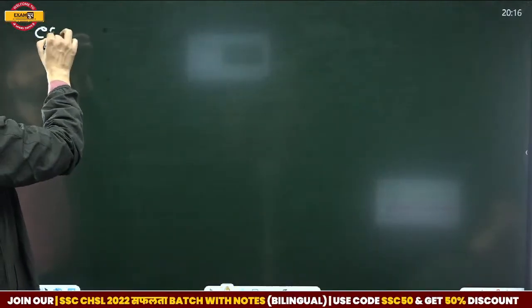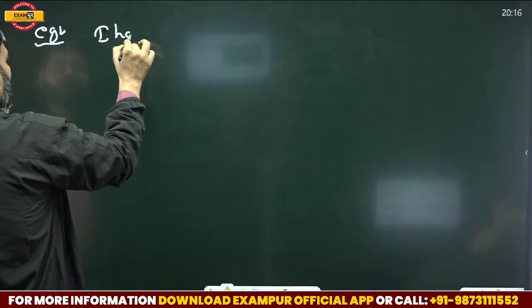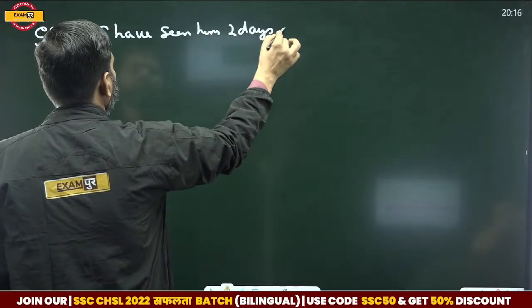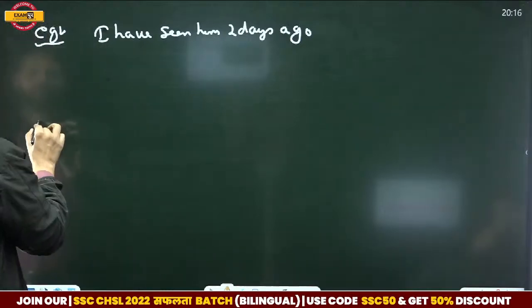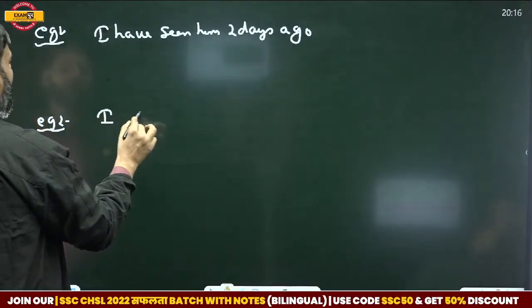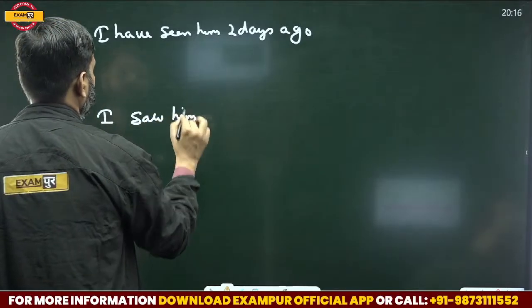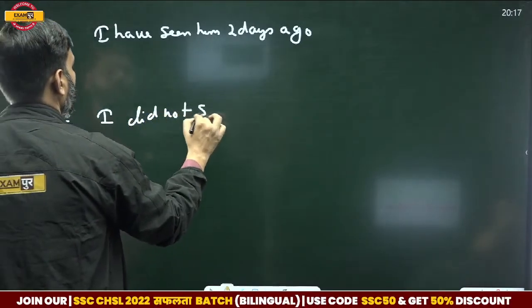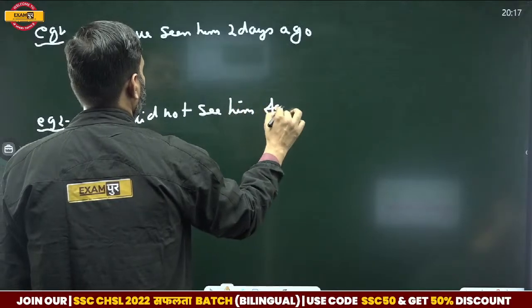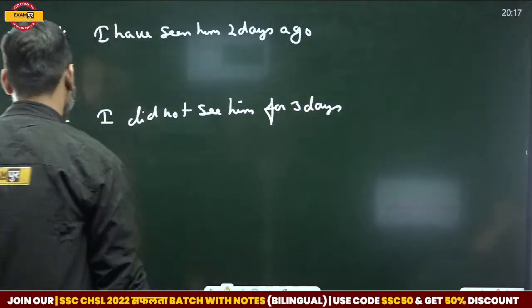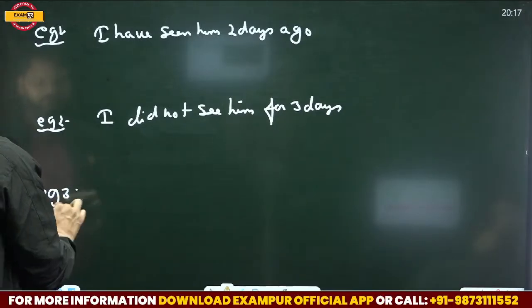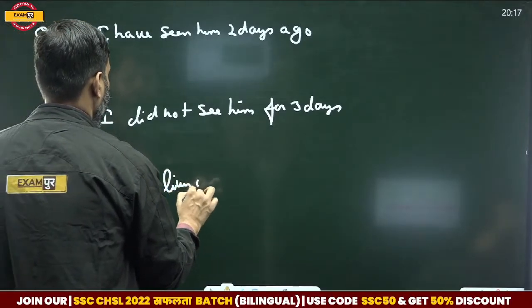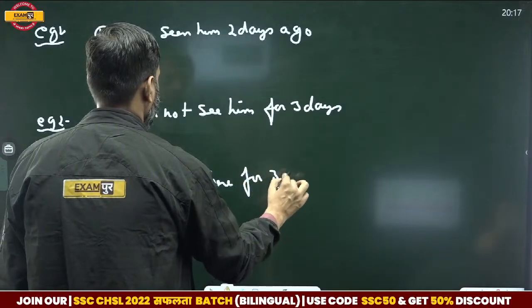Example number 1: I have seen him 2 days ago. Example number 2: I did not see him for 3 days. And example number 3: I am living here for 3 days.